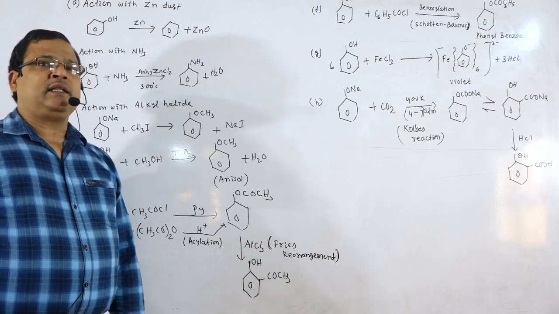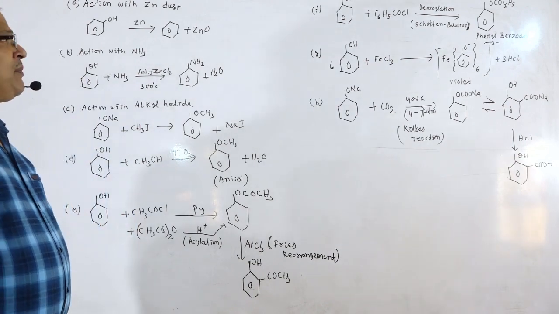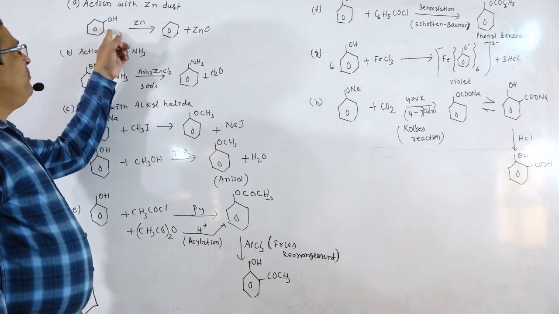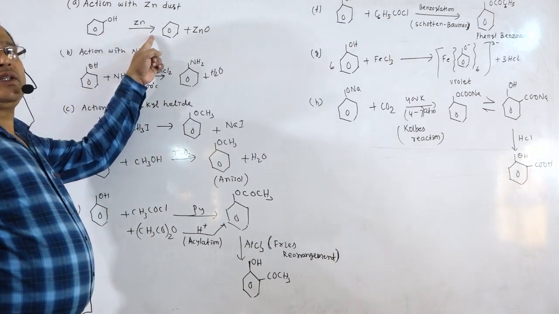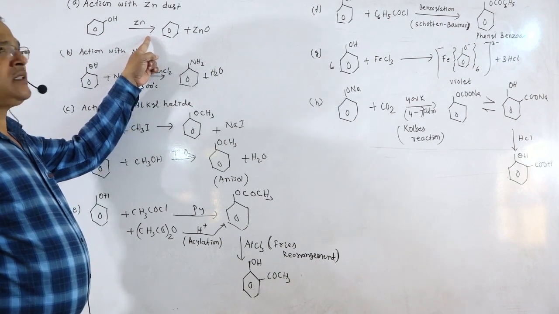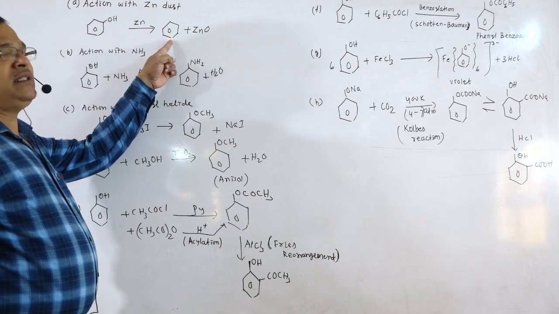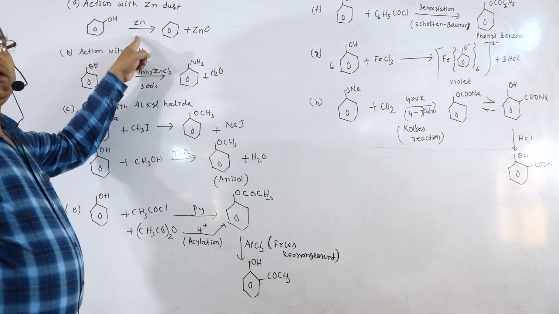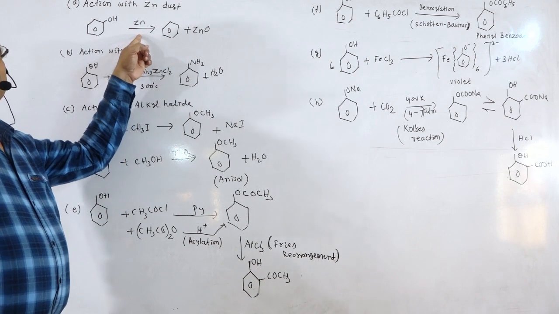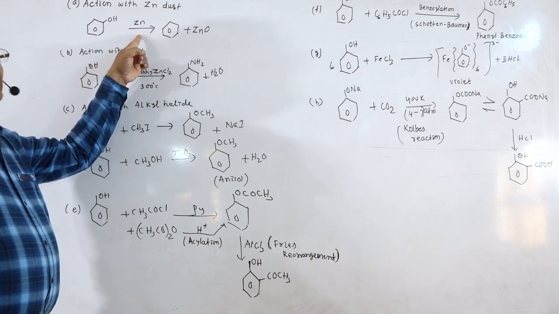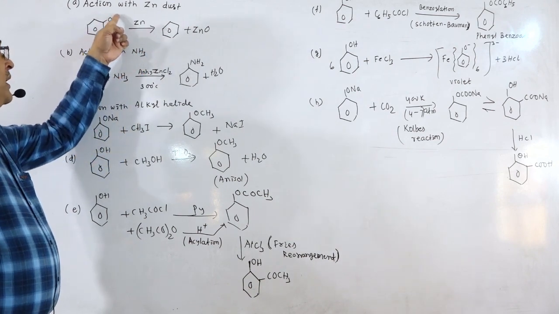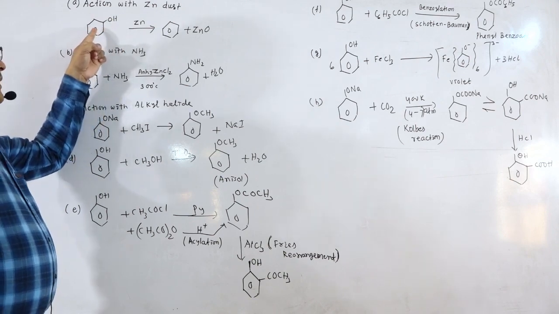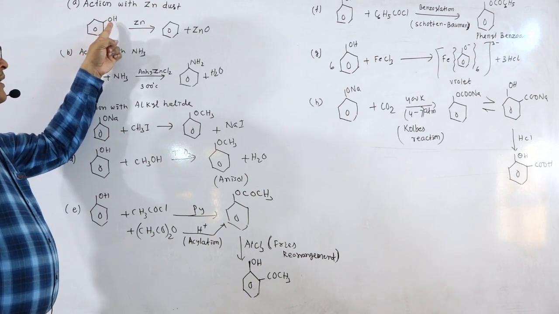So today we will start the other properties of phenol. When phenol is heated with zinc dust, there is the formation of benzene. This is one of the important reactions used during organic conversions for the removal of the OH group from the benzene ring. So phenol is a benzene ring that contains OH.